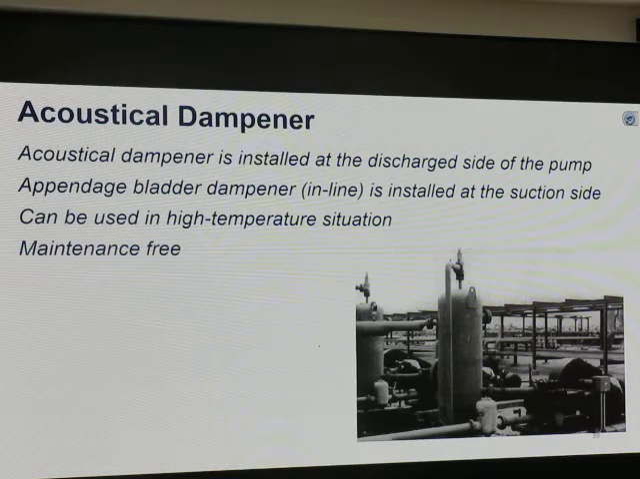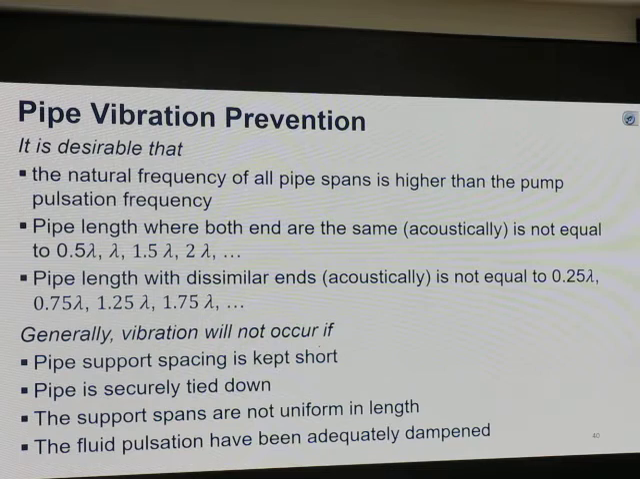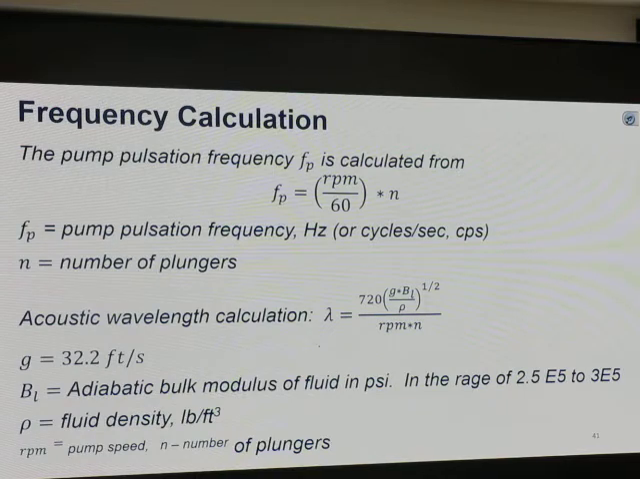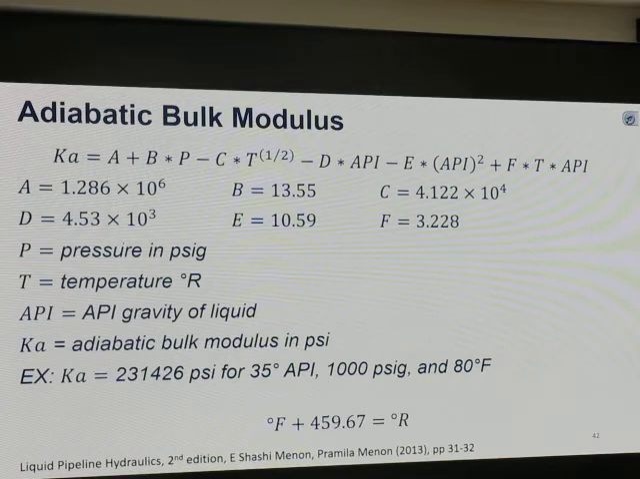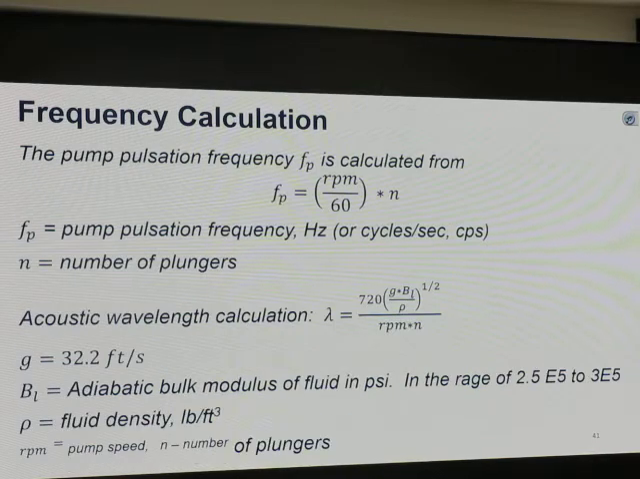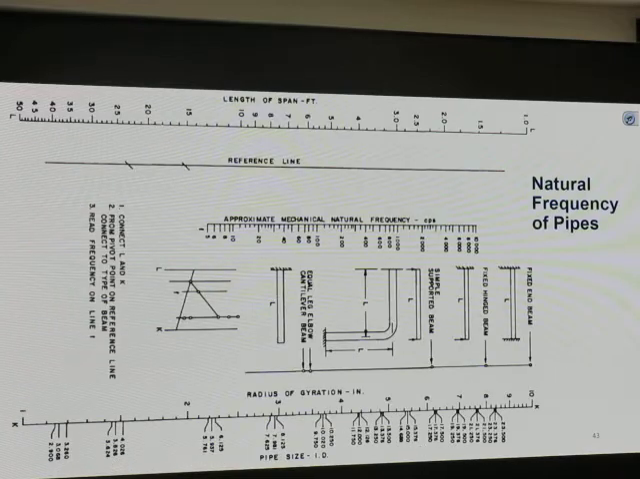request the evidence. This kind of thing doesn't have moving parts, right? So it's maintenance free. Vibration prevention, okay? We don't go over the math of this, just so you know that there's a method. This part is covered at the graduate level. There's a method to calculate what acoustic wavelength is needed, what frequency has to be damped. Basically, it has to do with adiabatic bulk modulus. Of course, you probably don't pay attention because it's not on the exam. There's a chart to do that.